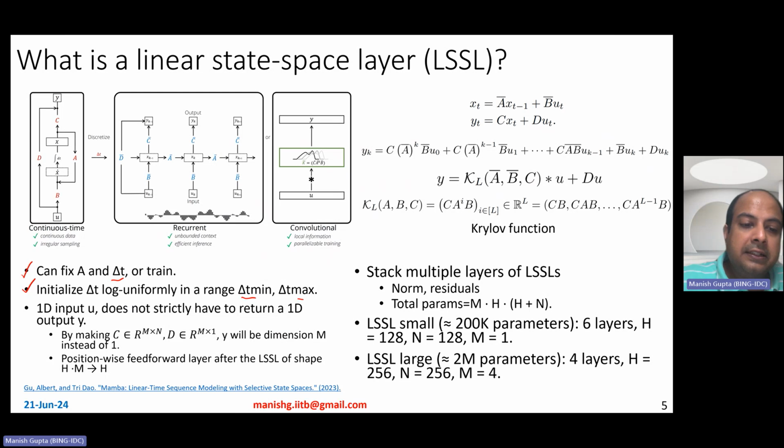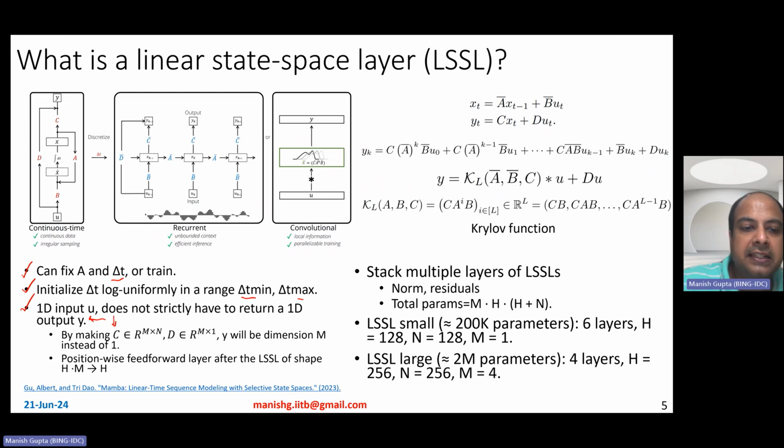Now the interesting part is that there was no mixing going on across the features, as I discussed in the previous slide. If you have to enable mixing, what you can do is the following. Let's say you had a one dimensional input U. It need not necessarily always have a one dimensional output Y. And the way you can change that is by changing the emission parameter C.